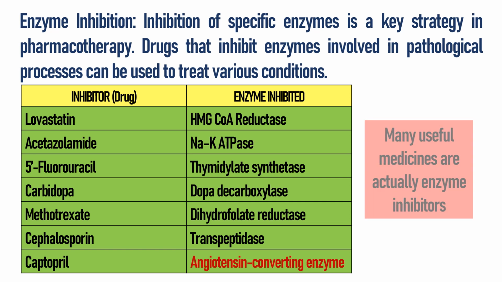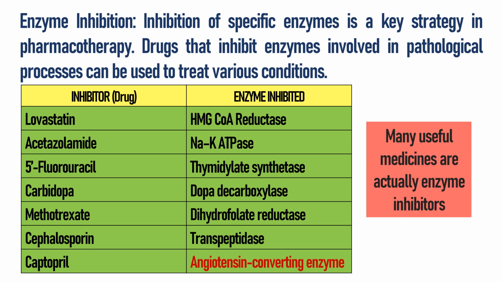Inhibition of specific enzymes is a key strategy in pharmacotherapy. Drugs that inhibit enzymes involved in pathological processes can be used to treat various conditions. For example, inhibitors of angiotensin-converting enzyme are used to manage hypertension and heart failure by preventing the conversion of angiotensin 1 to angiotensin 2, a potent vasoconstrictor. Many useful pharmaceutical compounds are actually enzyme inhibitors, and this list given alongside displays the names of a few such molecules used.